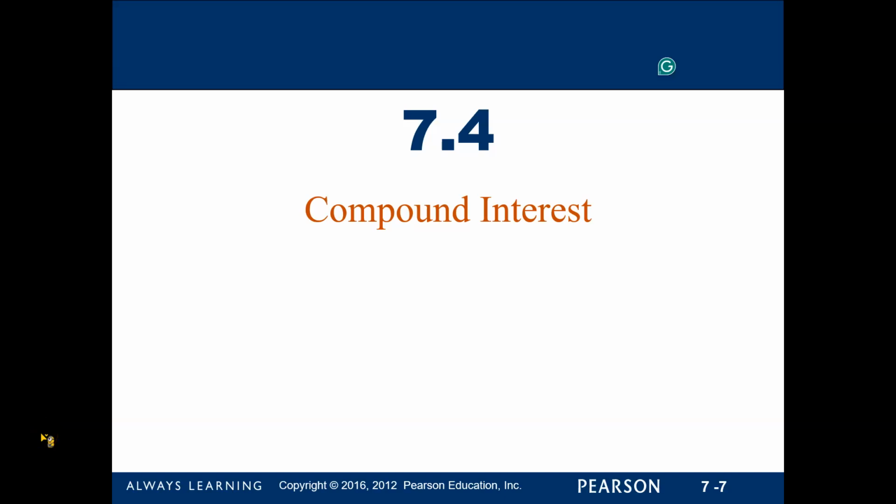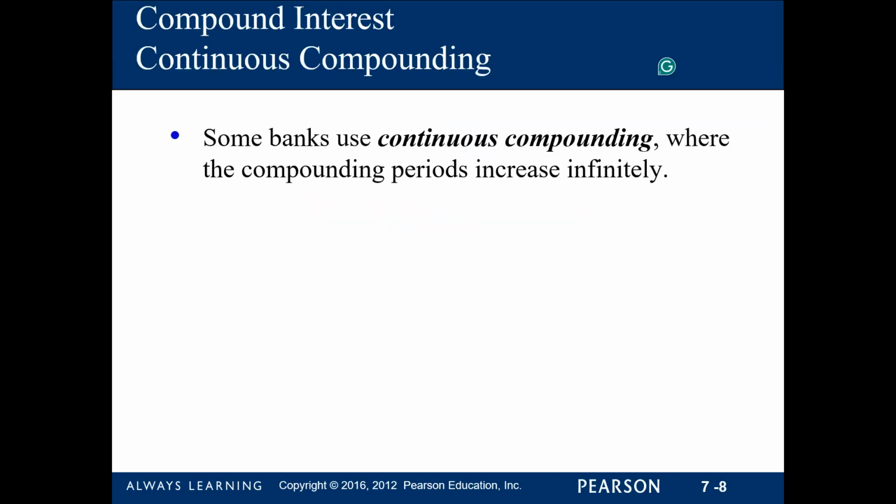So let's continue our discussion on compound interest. We have already learned that compound interest could be done once a year, compounded annually. It could be done multiple times within the year as well, so that is compounded several times in a year. Now we also have what we call continuous compounding. Some banks use continuous compounding where compounding periods increase infinitely.